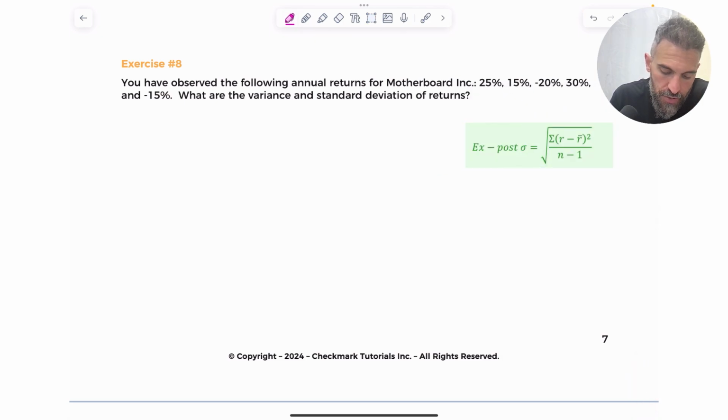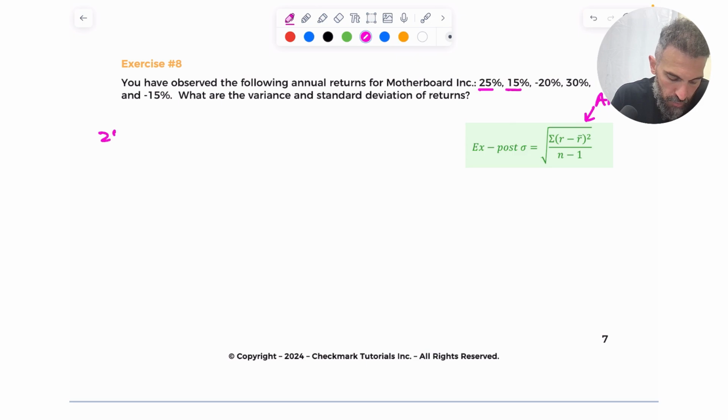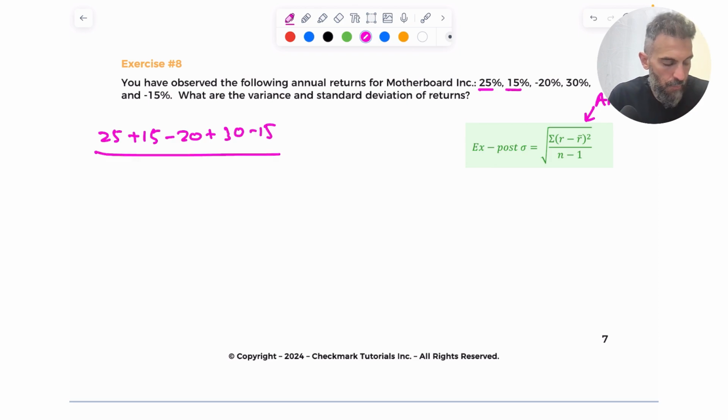Now what you need first is the average. This is the arithmetic average, not the geometric. Very important. Don't use geometric here. You'll get the answer totally wrong. So we're going to start with that. If I average them out, 25 plus 15 minus 20 plus 30 minus 15 divided by 5, the average return is 7. This is R bar.